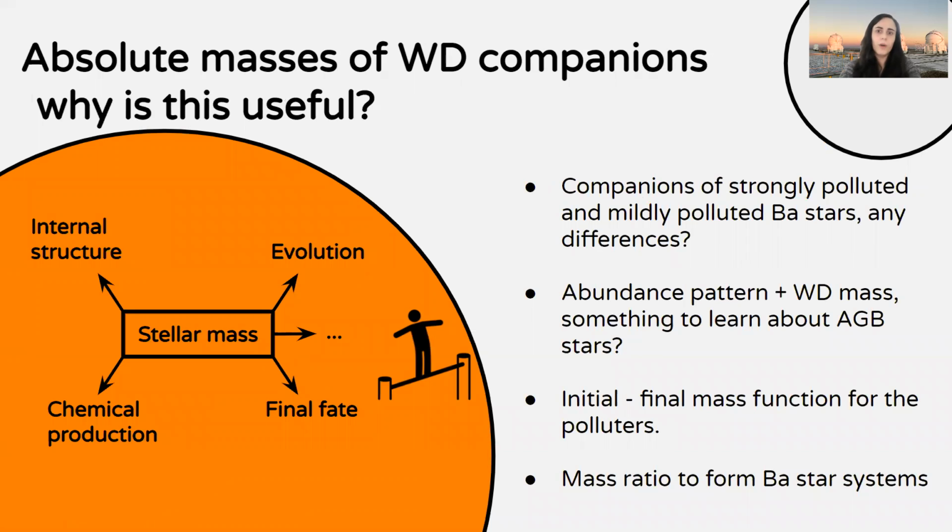Why is this important? Why are these white dwarf masses interesting for the community? Well, if we combine them with the knowledge that we have about the chemistry of the barium star, we can learn about the efficiency of the s-process at different masses and metallicities. And we can also, for example, produce an initial-final mass function for this type of objects, or we can determine the mass ratio that we need in order to form a barium star, which, as I said, together with the periods and eccentricities, are not known parameters.